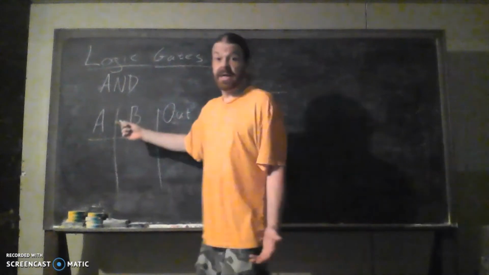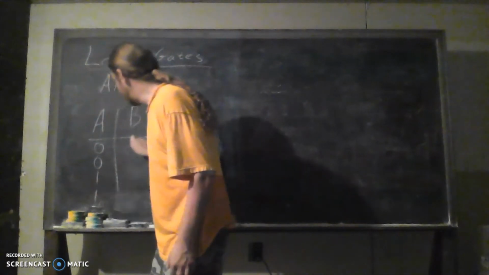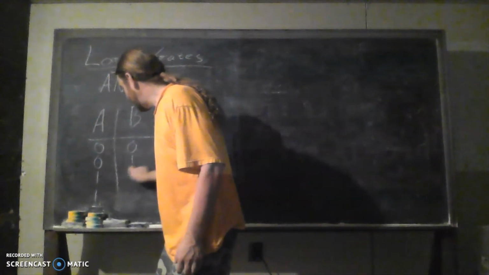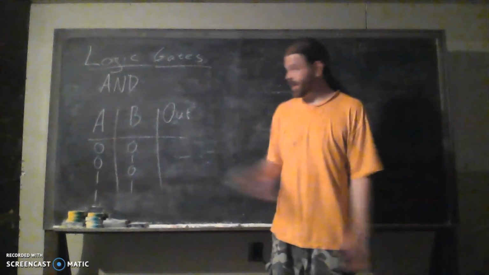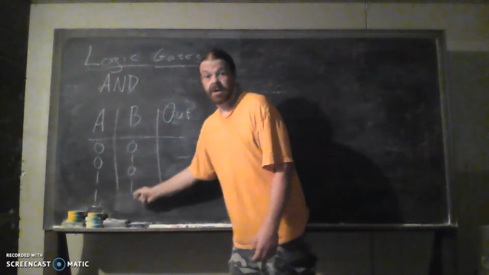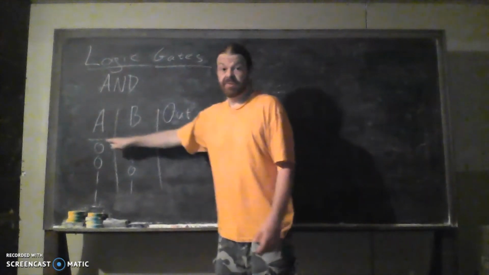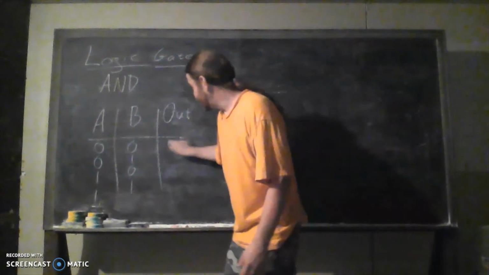And our inputs can either be on or off again. So I'll do off, on, off, on, off, on. So that's all the combinations we could have, right? They could both be off, one or the other could be on, or they could both be on. And AND is inclusive. So if they're both off, well, obviously the output's going to be off.